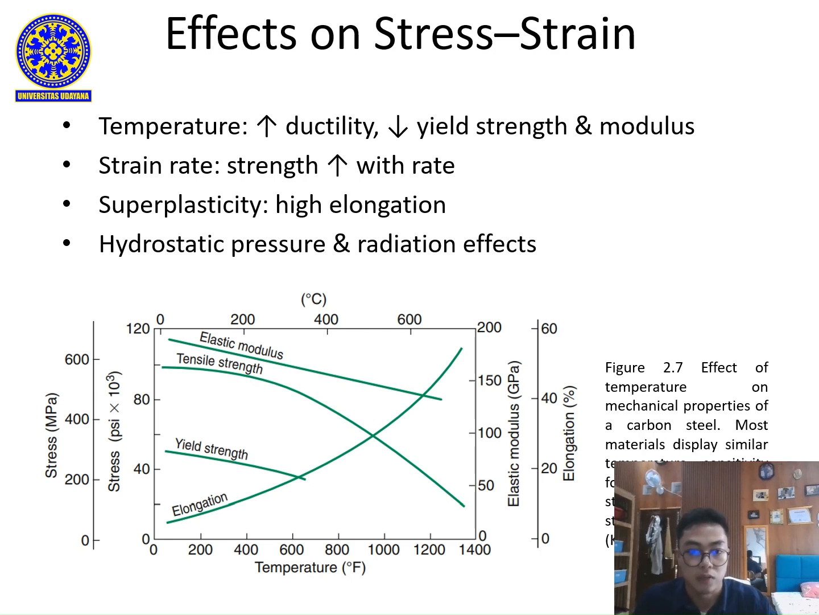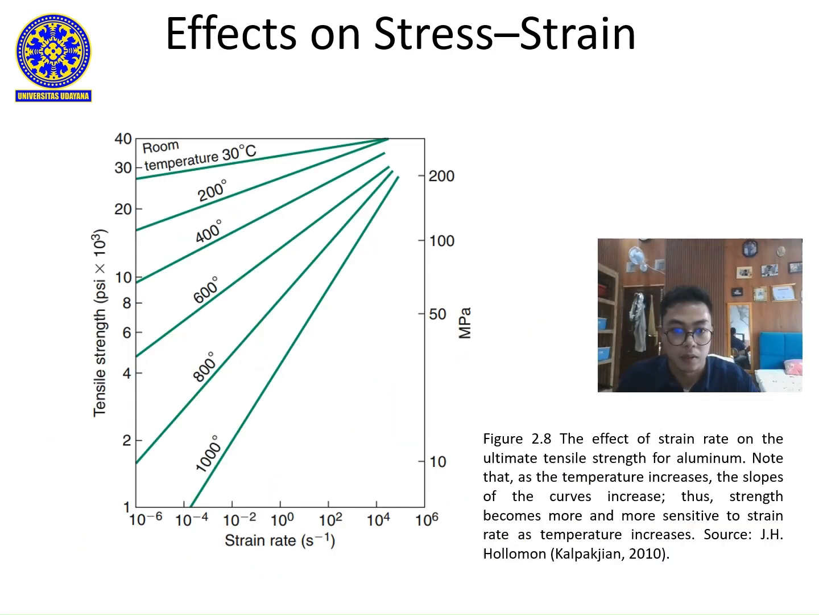Several factors influence stress-strain behavior. First, the temperature. Higher temperatures increase ductility and toughness, but decrease yield strength and modulus, as shown in figure 2.7. And second, the strain rate. Faster deformation generally increases strength, as is illustrated in figure 2.8.